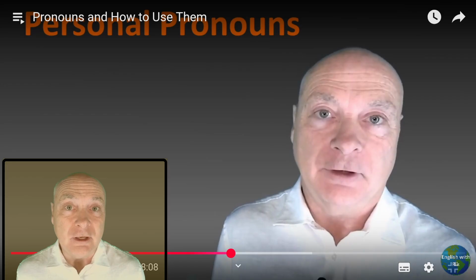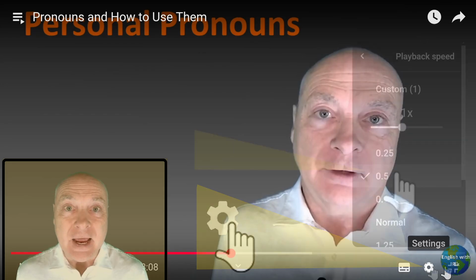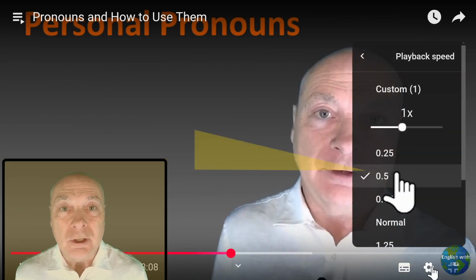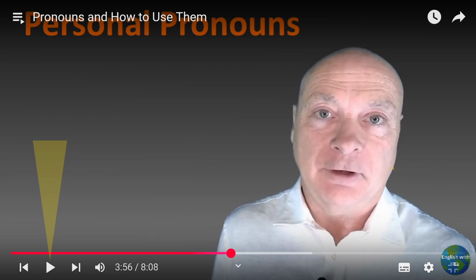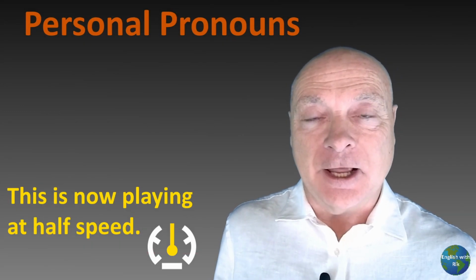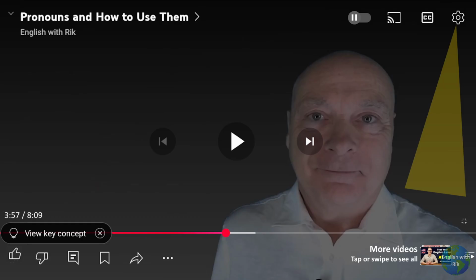comfortably understand. On your PC, to slow down a video, in the lower right corner, click the Settings button. Next, click the speed that you would like the video to play at, as an example 0.5 or half speed. Next, play your video, and it should be at half speed in a sentence like, I am a student.